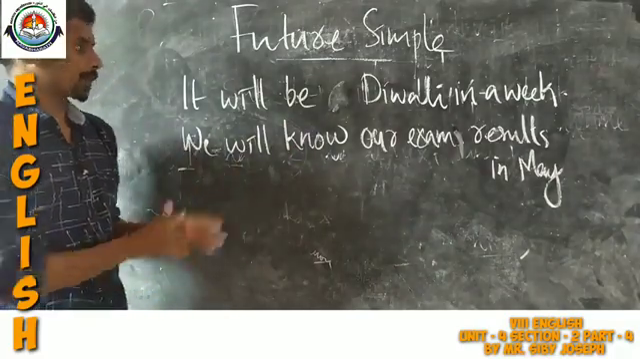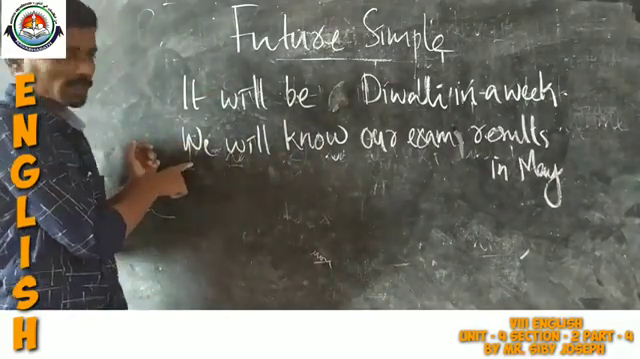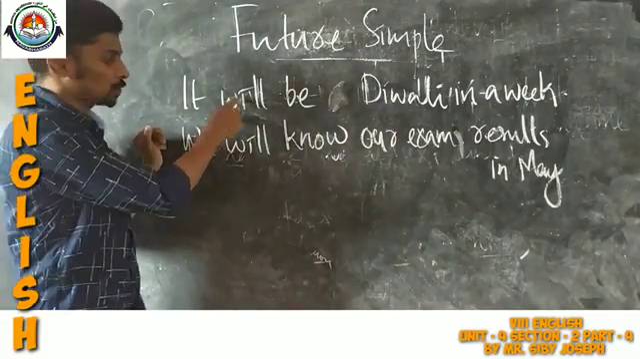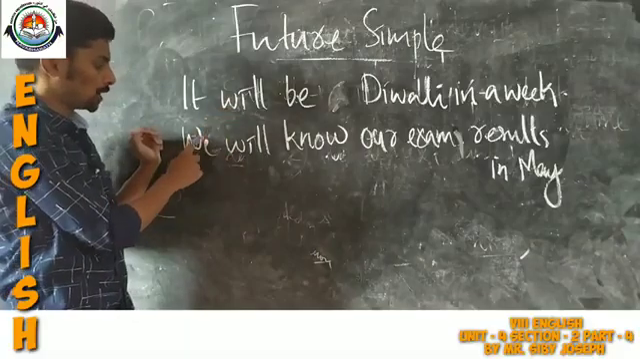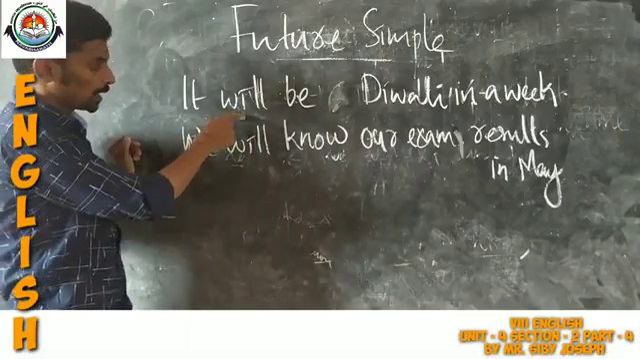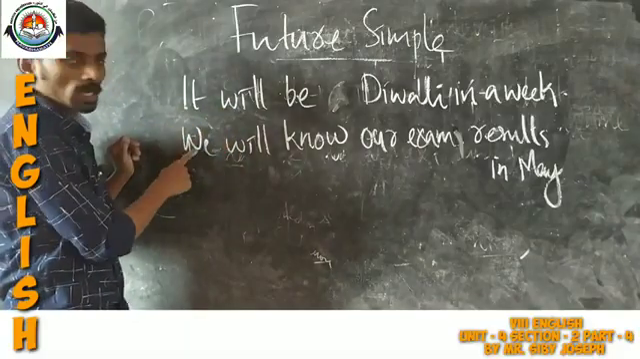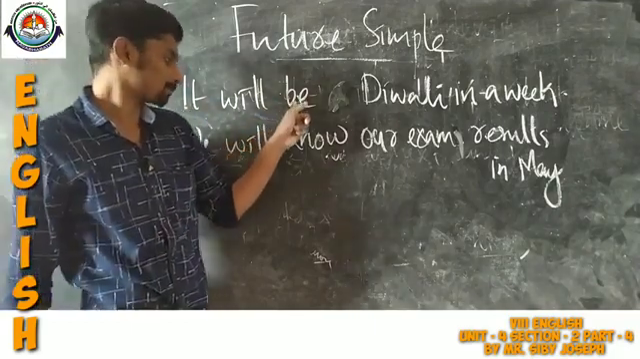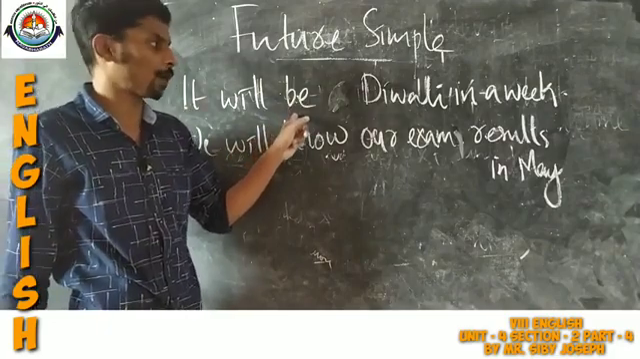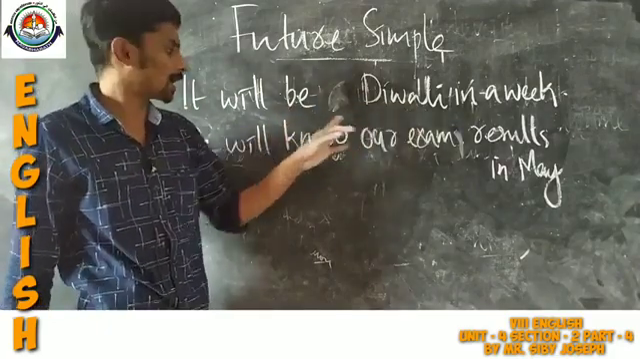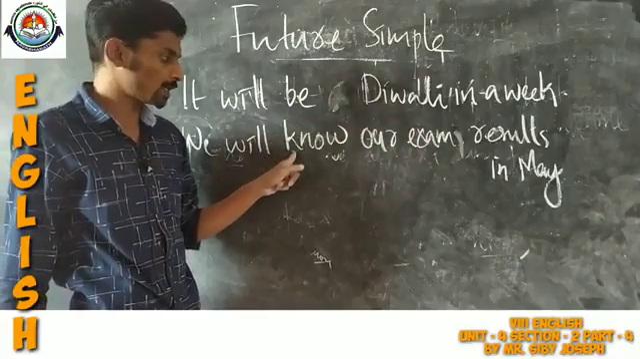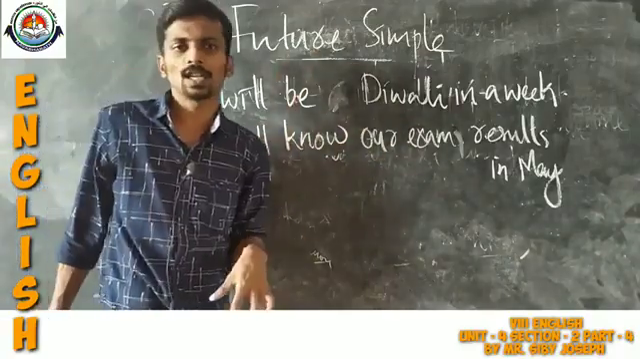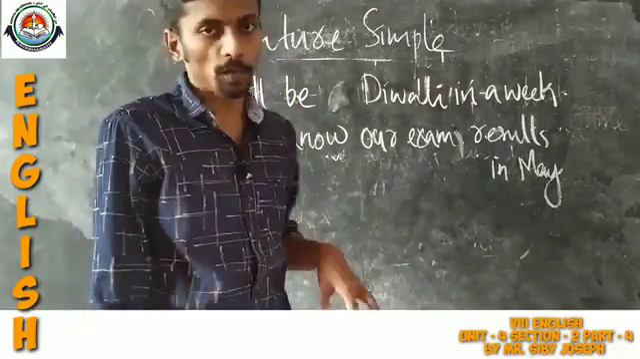Look at the structure. We have subject, then we have will or shall according to the situation. Here it is will. So, we use will along with it and we. So, it will or we will. Then be is the V1 form, then we have object. Here know is the V1 form, then we have object. So, this is the structure of future simple.